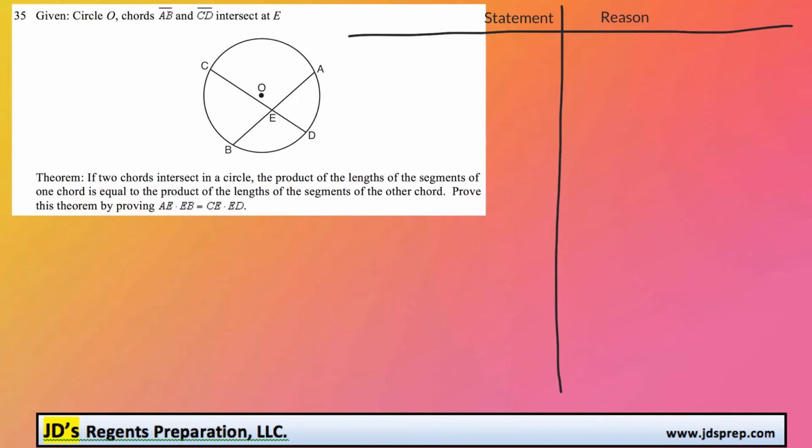Once we've shown that they're similar, we can create proportional ratios and some cross multiplication to get to this final proof, this product equation. So that may sound kind of confusing right now, but hopefully as I go through it, it'll make sense to you.